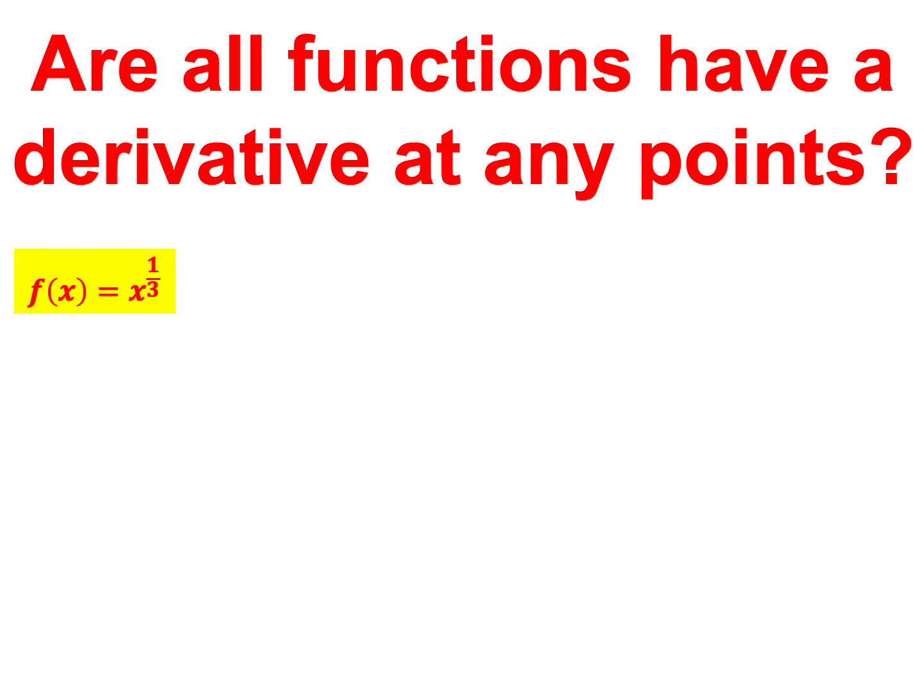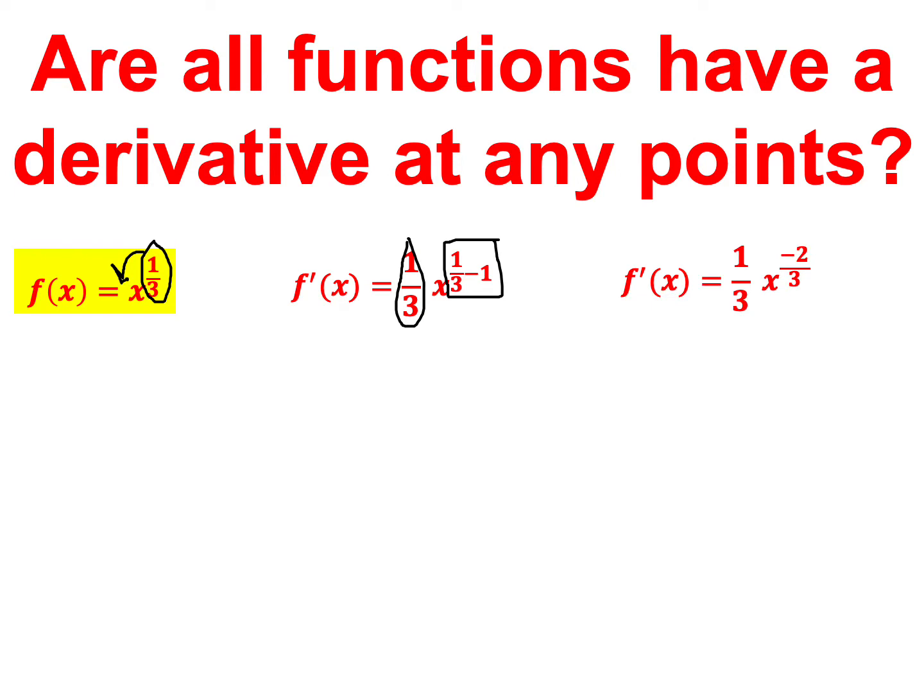If I want to find the derivative for this function, according to the rules of derivative, we bring down the power, which is 1 over 3, and subtract 1 from the power. So we get 1 over 3 multiplied by x to the power negative 2 over 3. Because the power is negative, I move it down, so I get 1 over this part. Now this is the derivative.